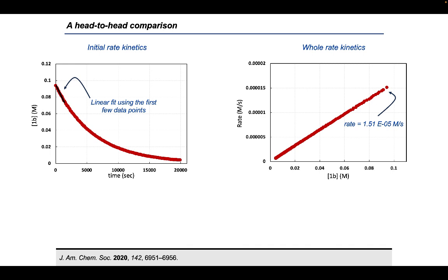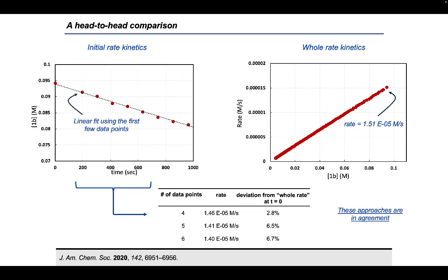So in the initial stages of the reaction, according to the whole rate kinetics approach, we find that the rate is approximately 1.5 times 10 to the negative 5 molar per second. Now, how does initial rates stack up against that? Well, it turns out that it's dependent on the number of data points that we select. So I feel bad about selecting less than 4, typically for a linear approach, so we'll start at 4.